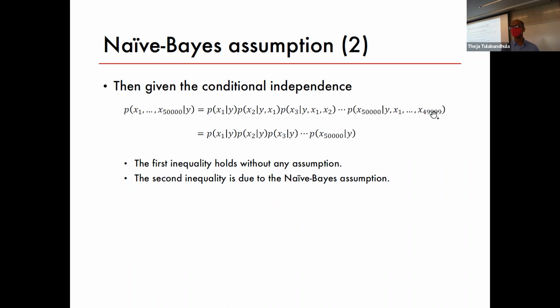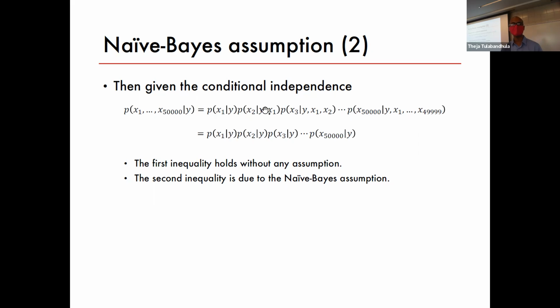This is just the chain rule of probability: the probability of x1 given y, probability of x2 given y and x1, probability of x3 given y, x1, x2, and so on. You should be able to write this. The way to think about it is you can drop the condition on y and just expand it. So this is just factorization, there is no assumption.